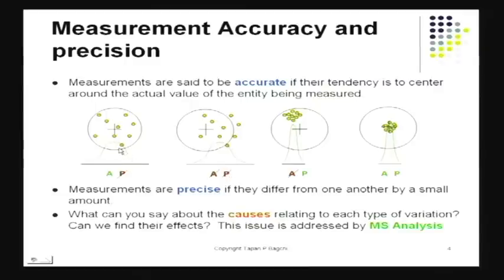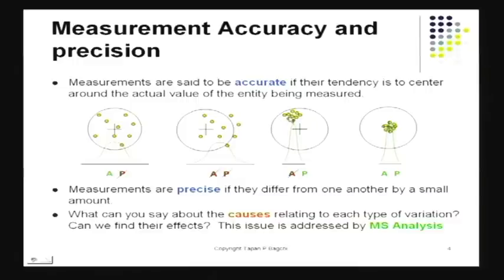Take a look at this system. This is somebody else using the same gun and firing shots. His average tends to be exactly at the target. So therefore, this system is accurate. But again, there is a wide spread in the positioning of the shots here. Therefore, precision is poor.